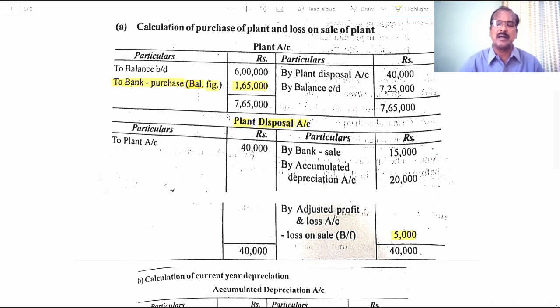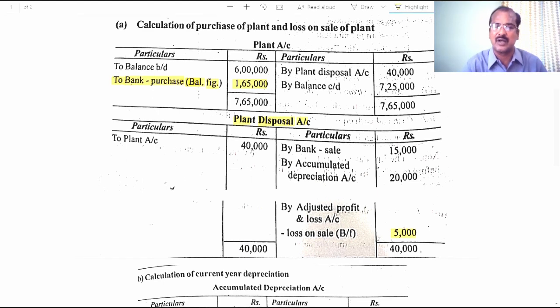What is the combined journal entry for the sale of plant? Bank account debtor, it is sold for 15,000. So bank account debtor 15,000. Accumulated depreciation account debtor 20,000. Adjusted profit and loss account debtor 5,000 to plant disposal account. This is the combined journal entry for sale of plant in this problem. So you have posted the journal and this account is tallied.